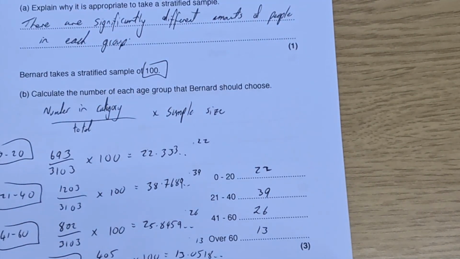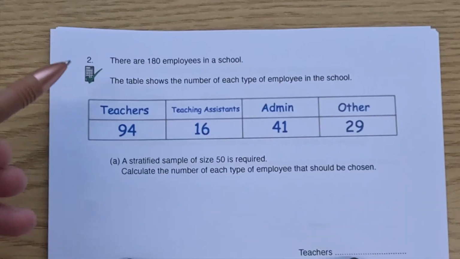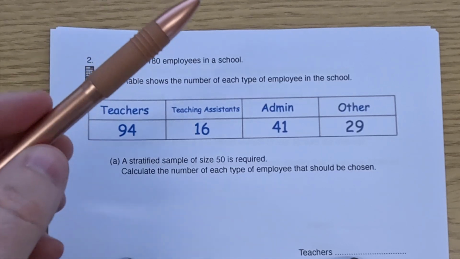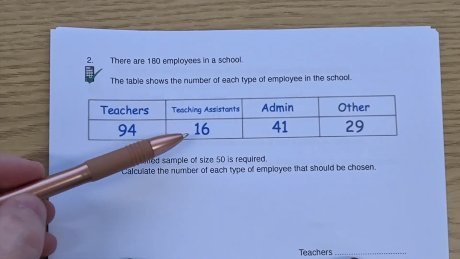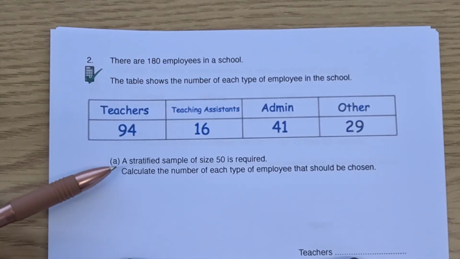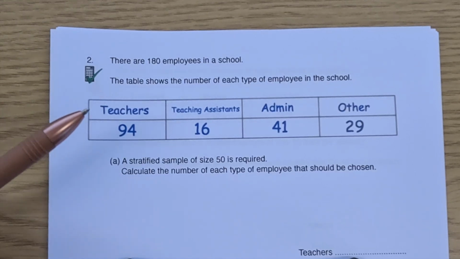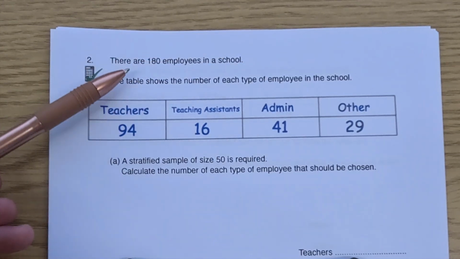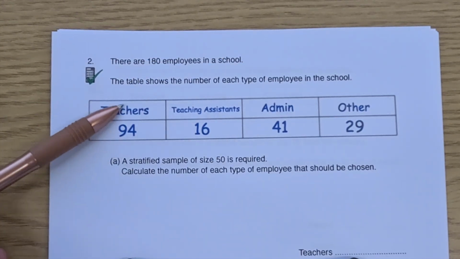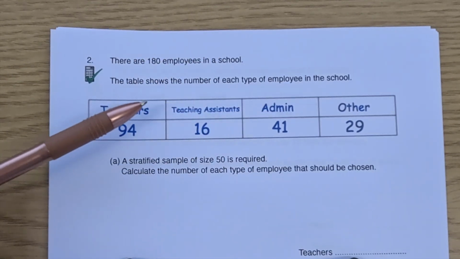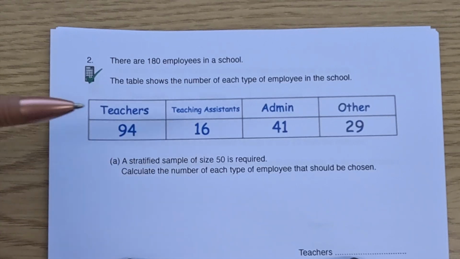So let's have a look at our next question, question number 2. Question number 2 says there's 180 employees in a school and the table shows each type of employee in the school. So we've got 94 teachers, 16 teaching assistants, 41 admin staff and 29 other staff. And the question said a stratified sample of 50 is required and calculate the number of each type of employee that should be chosen. So obviously here, with there being 180 employees and there being 94 teachers, it wouldn't be fair to survey the same number of teaching assistants as there would be teachers, because obviously there's a lot more teachers than teaching assistants.